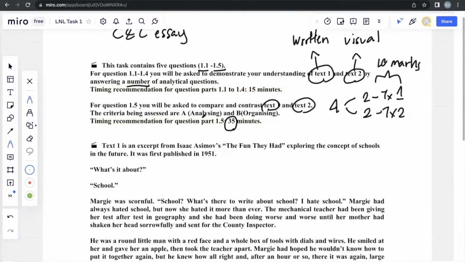The criteria being assessed are criterion A, which stands for analyzing, and criterion B, which stands for organizing. Criterion A applies to all questions, from question 1.1 to question 1.4, as all the questions require you to analyze either text 1 or text 2 or even both of them. On the other hand, criterion B, organizing, applies only to the last question, 1.5, because organizing mainly focuses on the structure of the essay, the usage of transitional signals, and generally the way you structure your points and ideas. So it doesn't really apply to the first 4 questions.